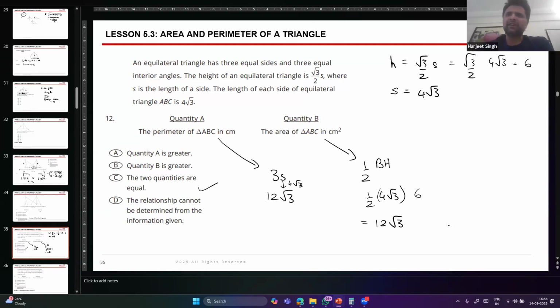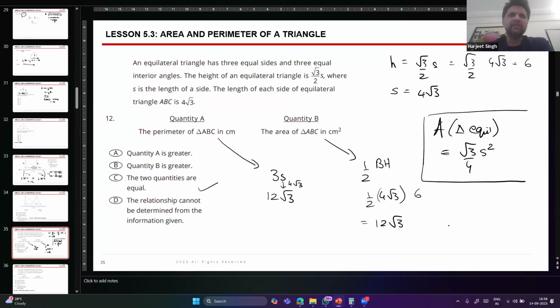There's one formula which I want you to remember. That is on the area of an equilateral triangle. The formula is root 3 by 4 into side square. So if the side is given, directly you can find the area of an equilateral triangle without having to find the h or the height. So root 3 by 4 s square is the area of an equilateral triangle. So here they have given us the height, but not always will they give us.